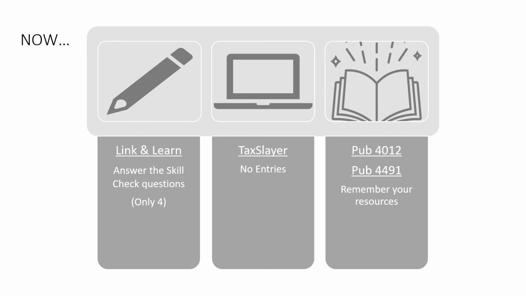So now that we've talked about amounts owed and also refunds and the options that our taxpayers have in regard to those, here's what I want you to do. You can head on over to Lincoln Learn and answer the skill check questions. There's just 4 of them. If you are an Accounting 496 student, you can expect some questions on the weekly quiz in Canvas from this lesson.